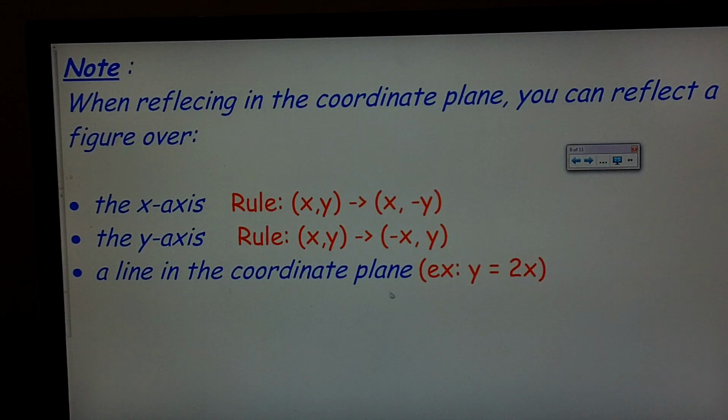Now, something we may not necessarily get to right away is reflecting over a line in the coordinate plane. For instance, if you had a triangle, you could reflect it over the line y equals 2x. At this point, we're going to focus mostly on the x and y axes because that's what's on MSA, and that's about where we're going to be for right now.